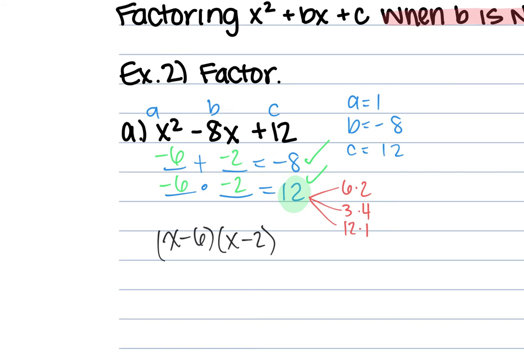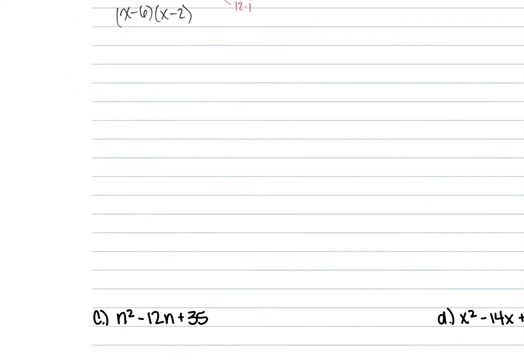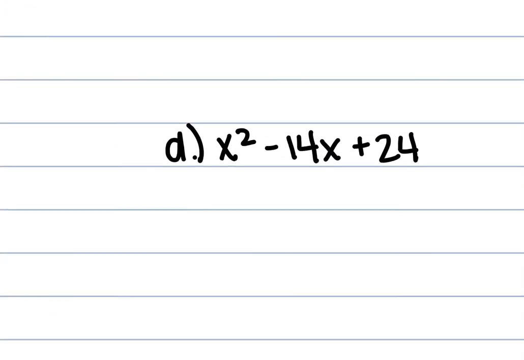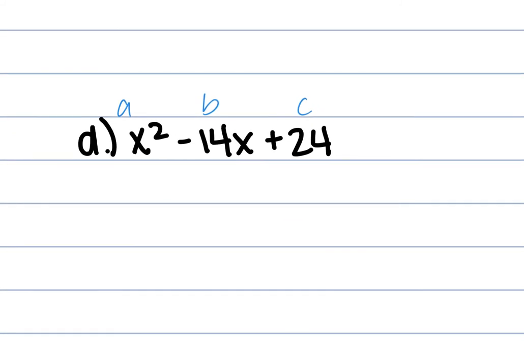All right, B's pretty easy. I'll let you guys do that one on your own. But let's go down to D. I want to do D together, and then I'll let you do B and C. All right, what do I do first? A, B, C, every single time. I know it's tedious, but you got to write it down. A equals? B equals?